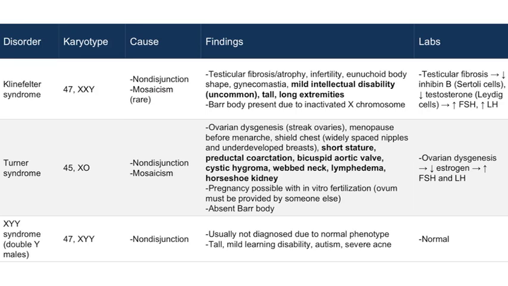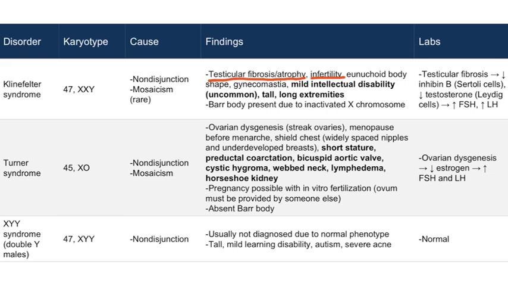You really shouldn't have to memorize a lot of these features if you understand the basic pathophysiology. In this disorder, the extra X chromosome results in testicular fibrosis and atrophy, resulting in infertility. Ultimately, this results in decreased testosterone levels and a male with more feminine features than would be expected.